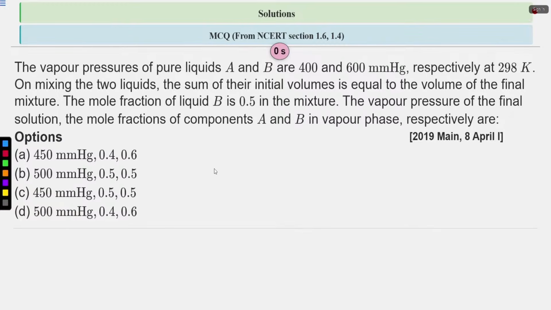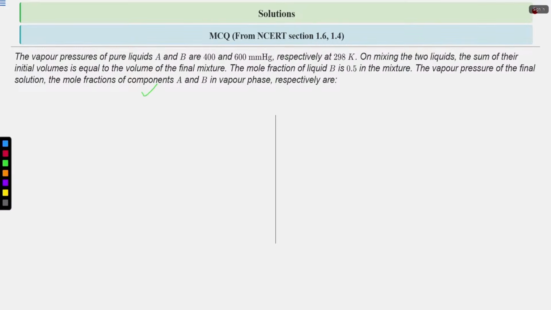Okay, let's see. So for the given question, the correct answer is option D, that is 500 mm of Hg and 0.4 and 0.6. Now using concept 7.11, we try to solve this question.